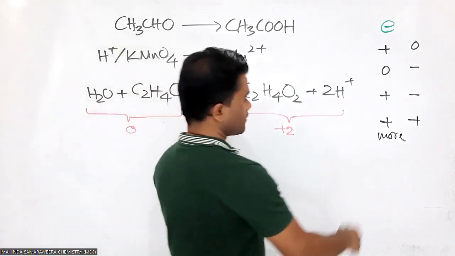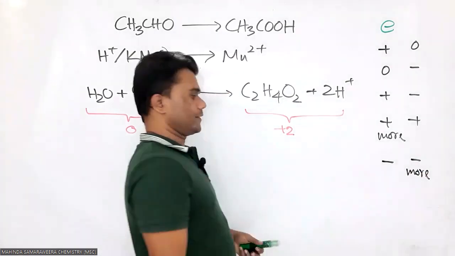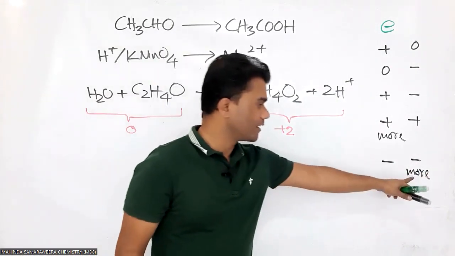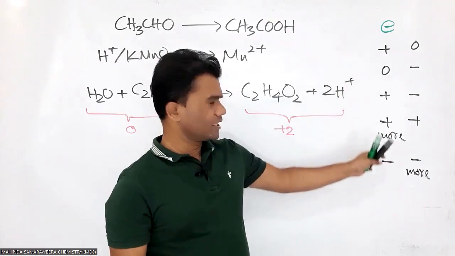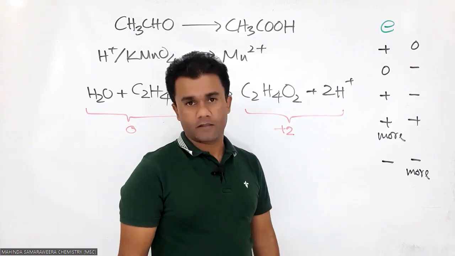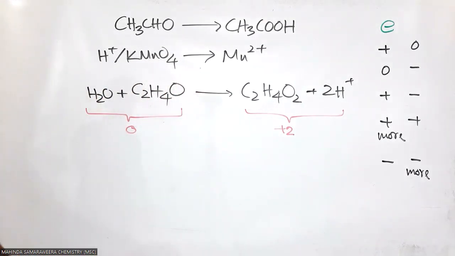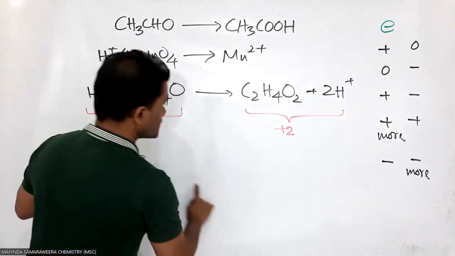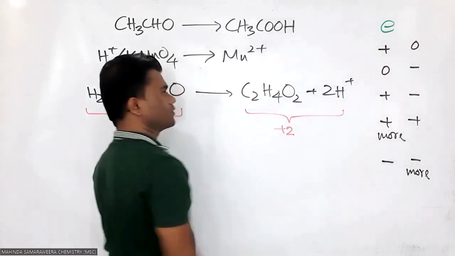If it is negative, negative, we add electron to the less negative side, not to the more negative side. So these are the possibilities we can have in this type of balancing equations. You can simply memorize it, but you should know the logic. If it is difficult, then this is the way we construct it. Then we get 0 and plus 2, neutral and positive, we add electron to the positive.